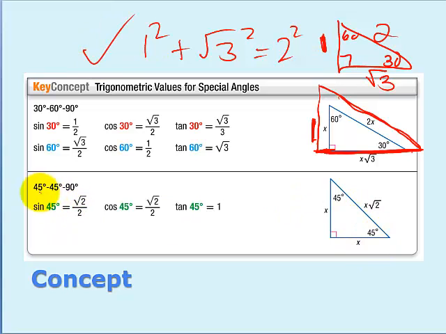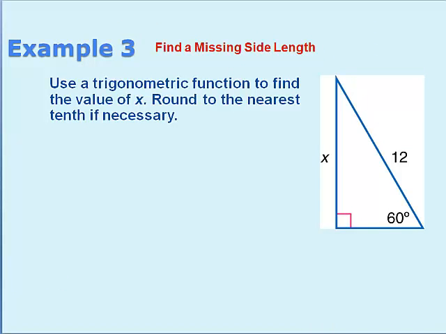Our 45, 45, 90 is based on the fact that if both of these angles are 45, that means that their opposite lengths have to be the same distance. So 1 squared plus 1 squared is equal to root 2 squared, which is true. So our 45, 45, 90 is 1, 1, root 2. Now the reason why we need to know that is because often we will see angles of those ratios.